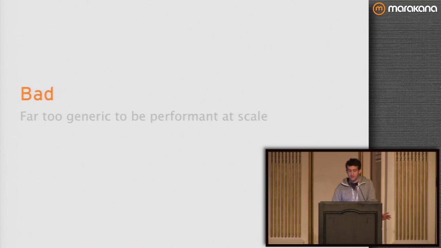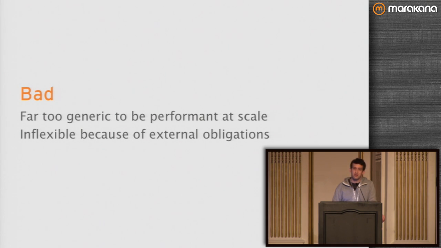But the bad stuff is really that it's far too generic to be performant at scale. And I think this is a really huge thing. And also, it's inflexible because of external obligations. Once you have built something like this, and you have a public API, and people start using it, you want it to be stable. You want it to be fixed. You can't mess around with the properties as much because other people are depending on this as well. So you have this kind of unspoken contract most of the time to serve people a quality API.